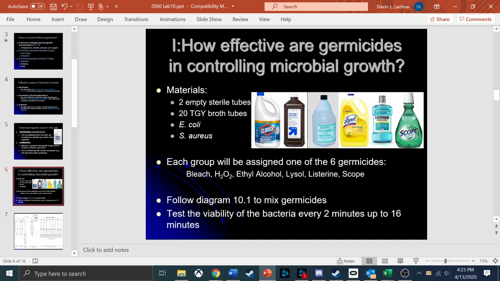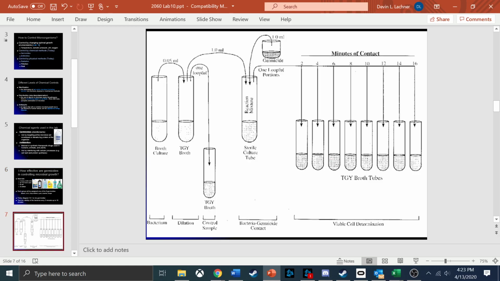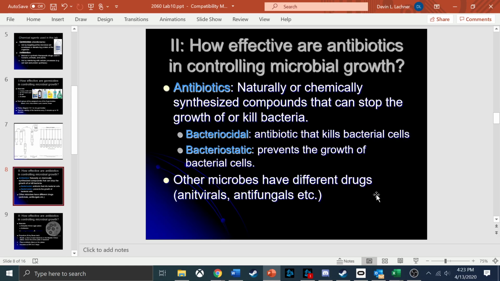So first thing we'd be testing is how effective are these germicides. And, well, we're not doing that, unfortunately. We all know why. So how effective are antibiotics in controlling microbial growth? Antibiotics are just naturally or chemically synthesized compounds that can stop the growth of or kill bacteria, right? So they can stop the growth of bacteria or they can kill the bacteria. Those are two different ways, right? If we stop the growth, it's going to have the same effect.